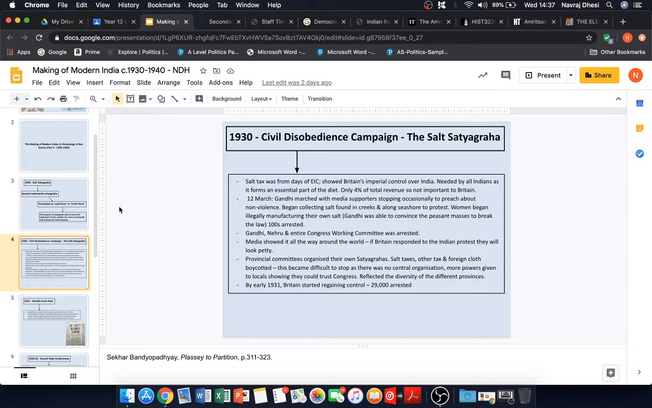Obviously, hundreds are arrested at the time as well. Gandhi, Nehru, and the entire Congress Working Committee was arrested too. It was shown all around the world, as I said before, so it gained mass publicity. If Britain responded, it would make them look petty, obviously because it only accounted for 4% of their revenue, and it would really be counterproductive for them to suppress such a movement.